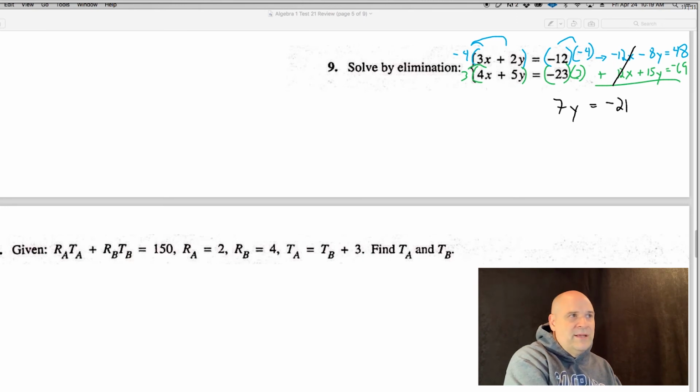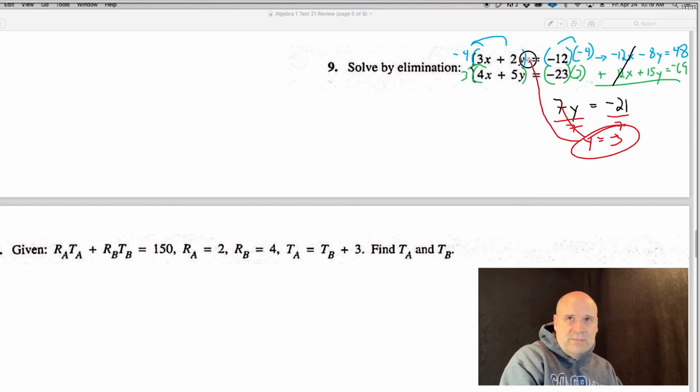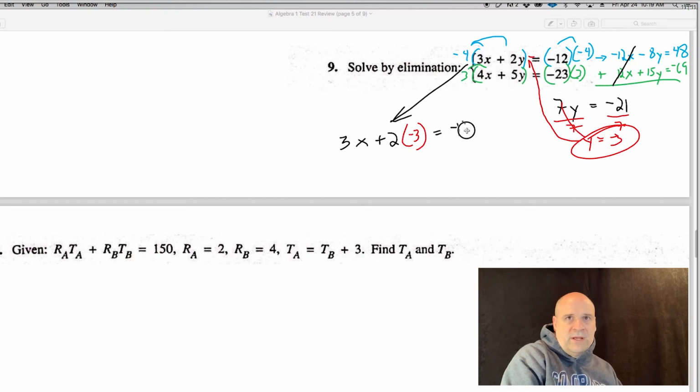So now when I divide by 7, I get y equals negative 3. All right, so you're half done. So now what I'm going to do is plug this into either one of these equations. I'm going to plug it into the top one. So I get 3x plus 2 times y, which now we know is negative 3, equals negative 12. All right, so this is 3x plus negative 6 equals negative 12.